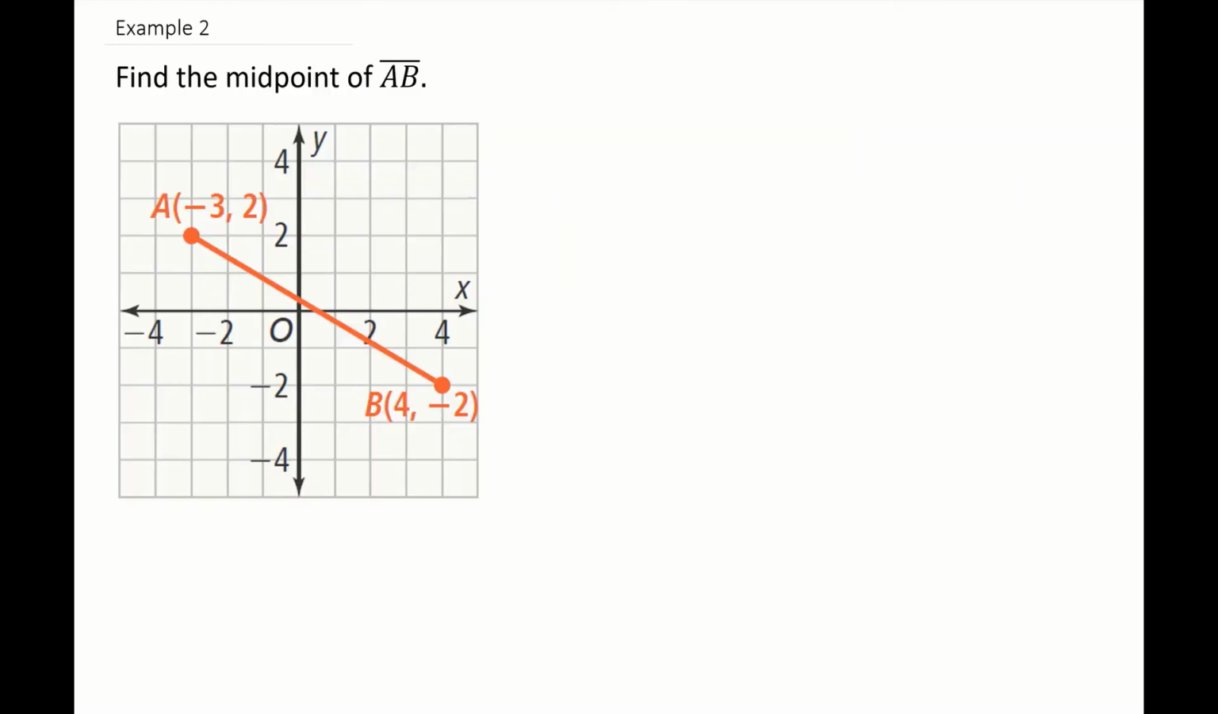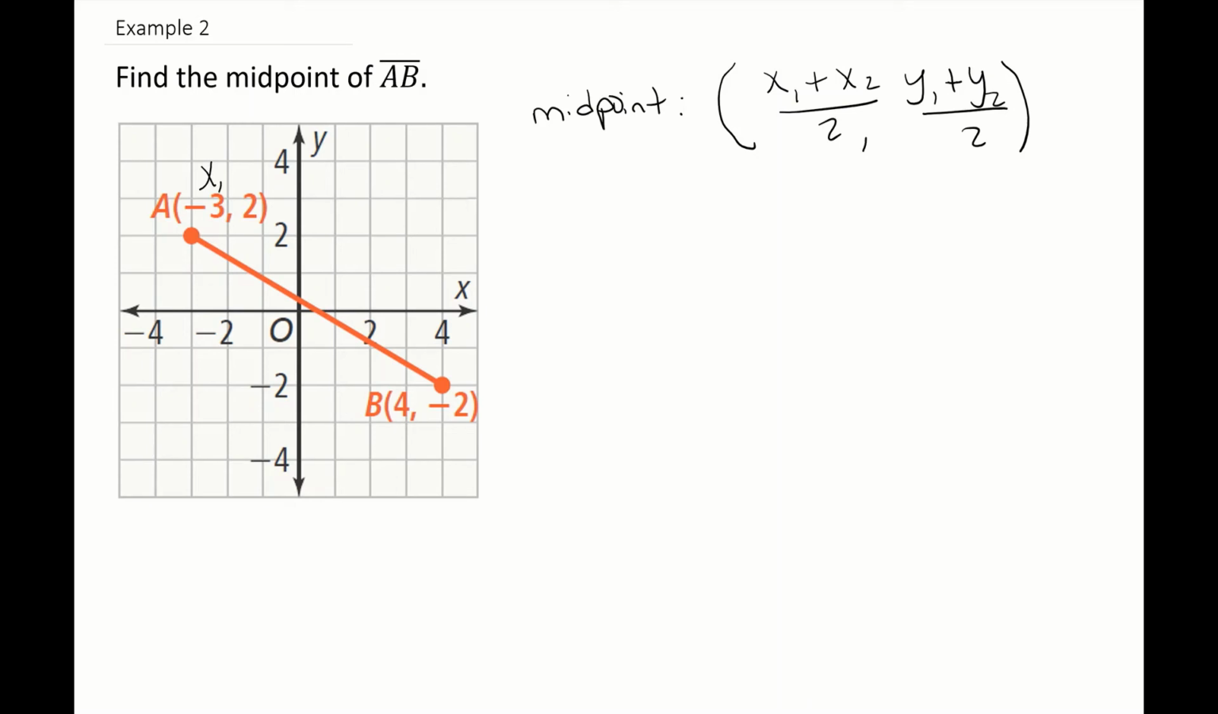Okay, so let's find the midpoint in the following line segment, AB. Okay, so using that formula, right? So we know that the midpoint of AB, and let's go ahead and write down the formula. X1 plus X2 divided by 2, Y1 plus Y2 divided by 2. So you can call either one of these X1 or X2, as long as you're consistent, okay?